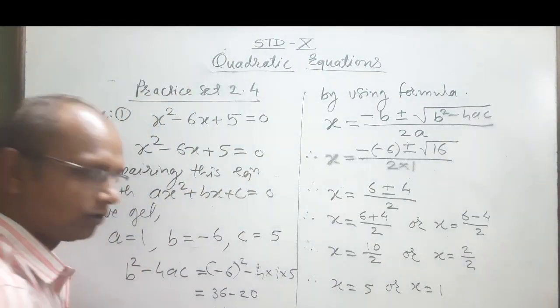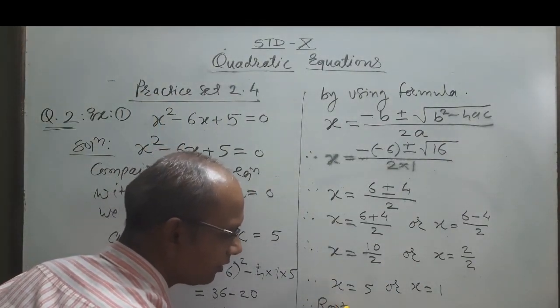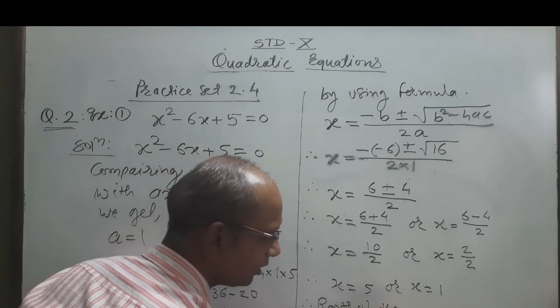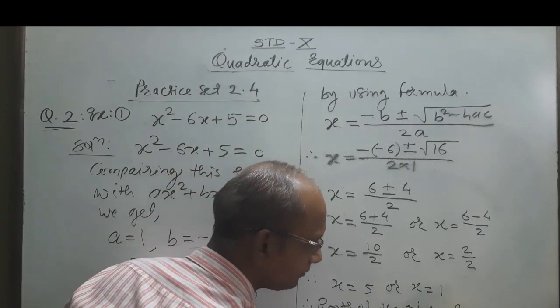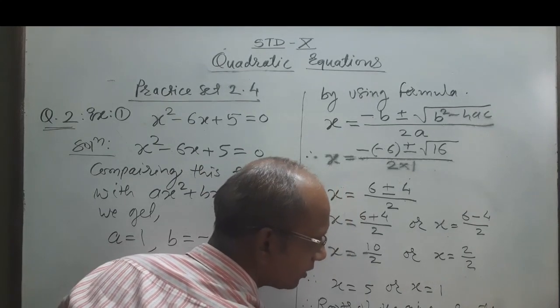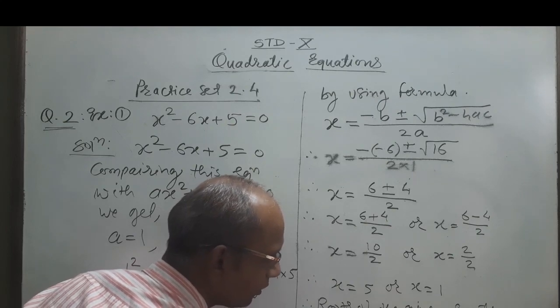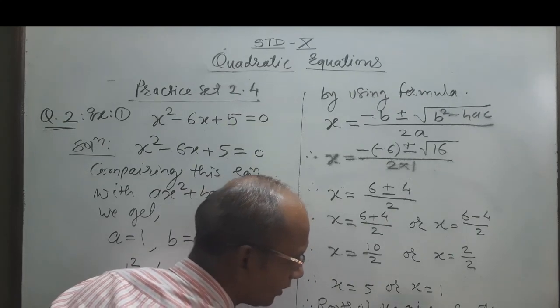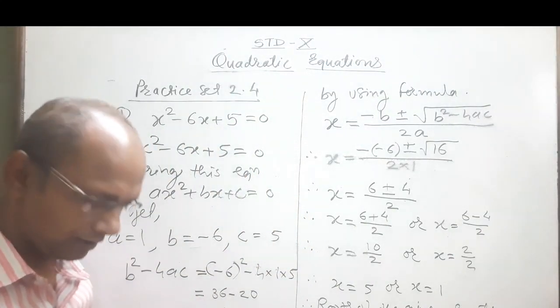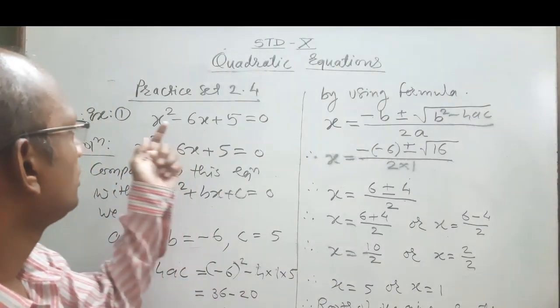So therefore we write the roots of the given equation are x is equals to 5 or x is equals to 1. And we can check our answer, as in the last chapter also we have seen, by putting the value of x equals to 5 in the equation.